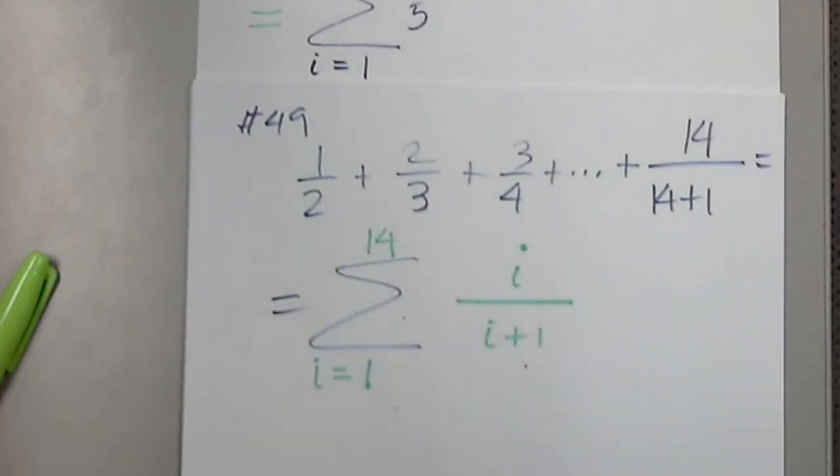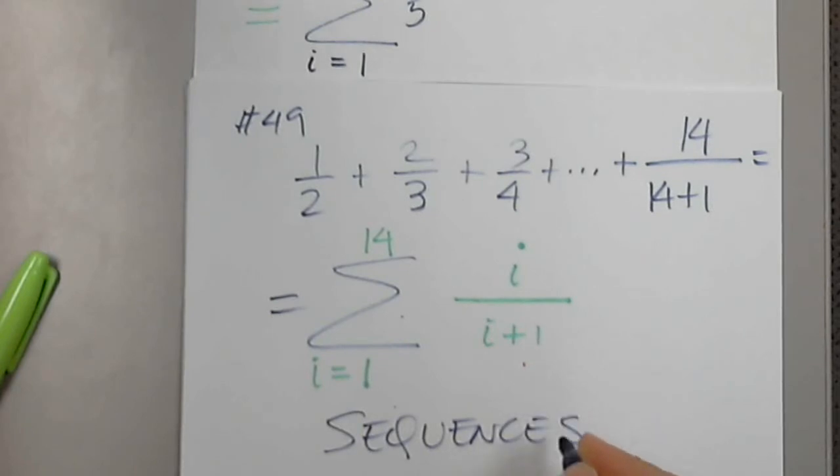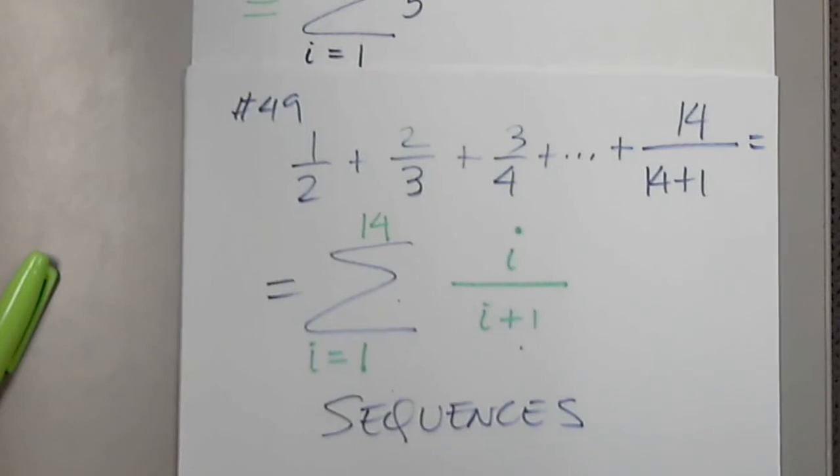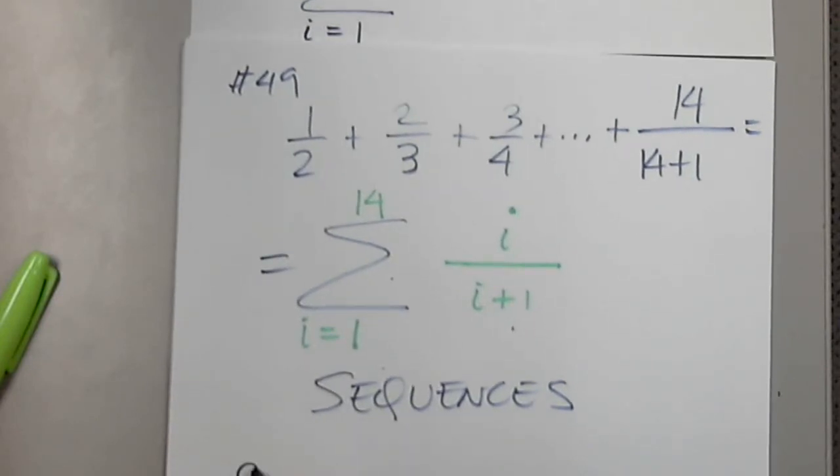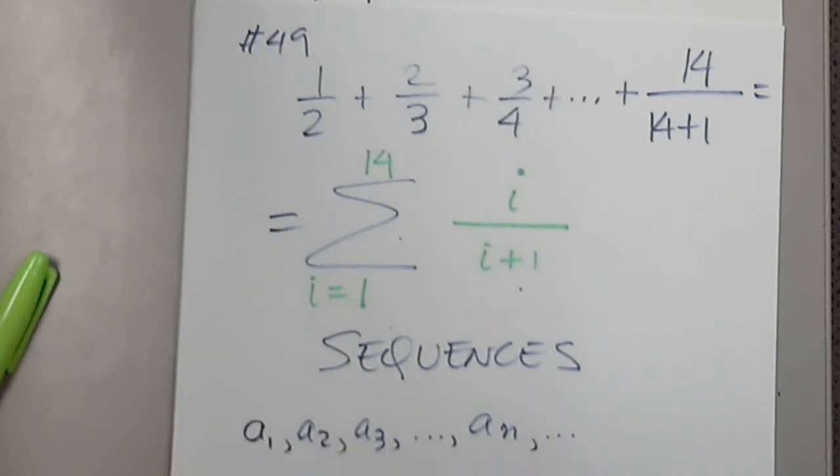Okay, finally, the last topic, sequences. So what is a sequence? It's a list of numbers, basically. A1, A2, A3, ... AN, if it's a finite sequence, and ... if it's an infinite sequence. This is called the generic term or general term.